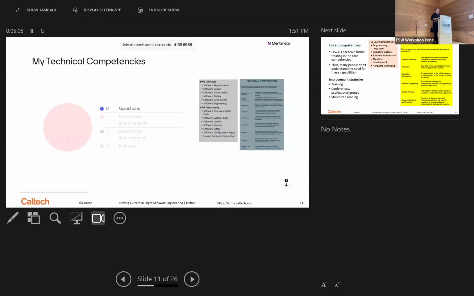Technical competence. So just give yourself an assessment. How do you think you might rate on some of these areas? How many people feel I'm probably good for the rest of my career? I've got the technical competencies that I think I should have. Okay, well, that's scary. How many people think I probably need some minor improvements? There are some areas I don't know about very well. Okay, how many people think I probably need some major improvements?